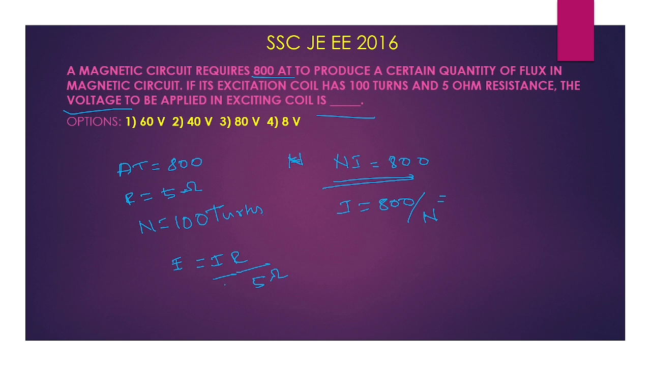So 800 by N, where N is the number of turns, that is 100, which is 8 amps. I is 8 amps. So if we apply the formula E is equal to IR, I is 8 into R is 5 ohm. If you multiply this, we get 40 volt. So the 40 volt is the answer. So the answer is option 2.